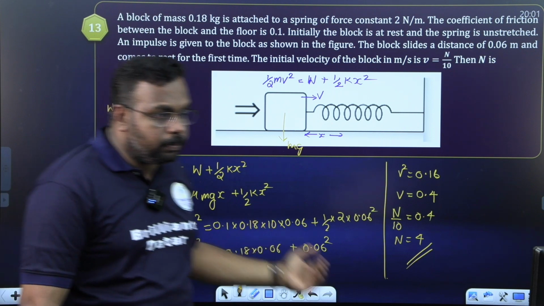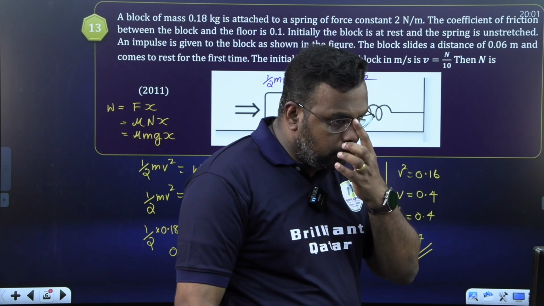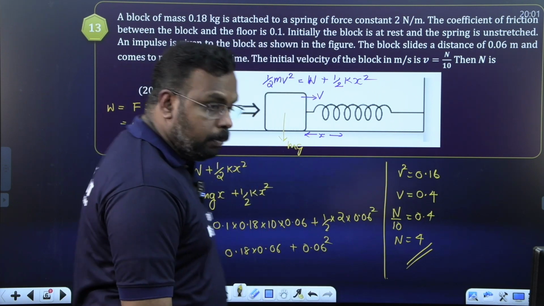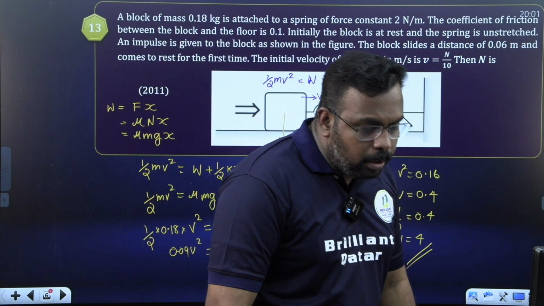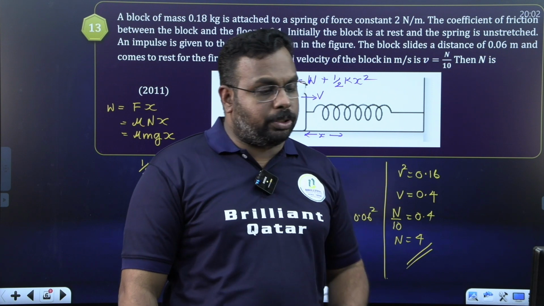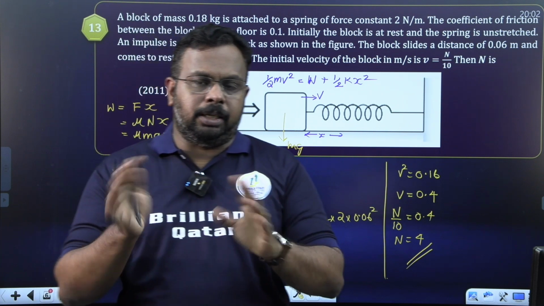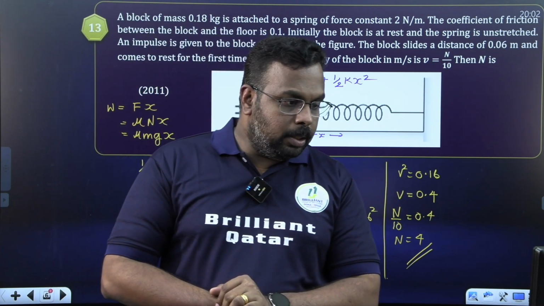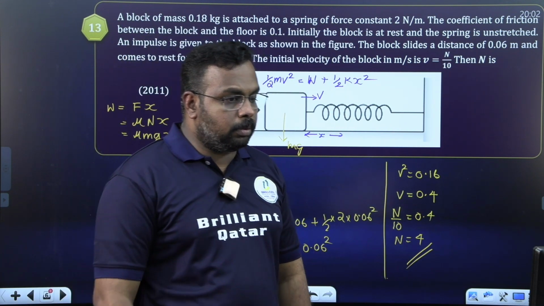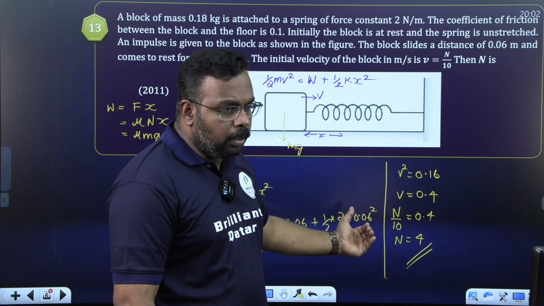So is it okay or not? Half mv square minus mu n. Aditya, mu n into x you have to take, no? How can you subtract? Mu n is only force. So we need to subtract work only from that energy. So mu n into x should come. See, mu n is frictional force. Frictional force into displacement you have to take, no? Clear?